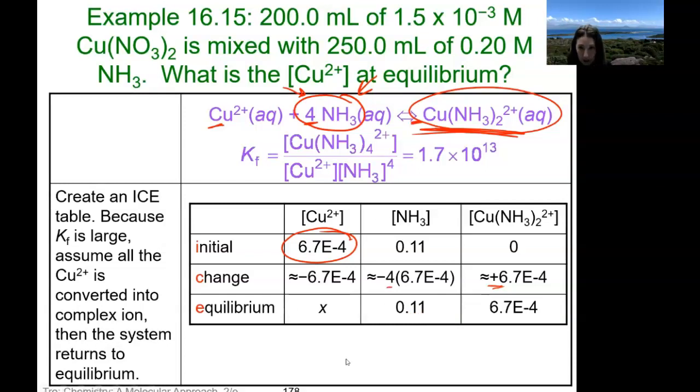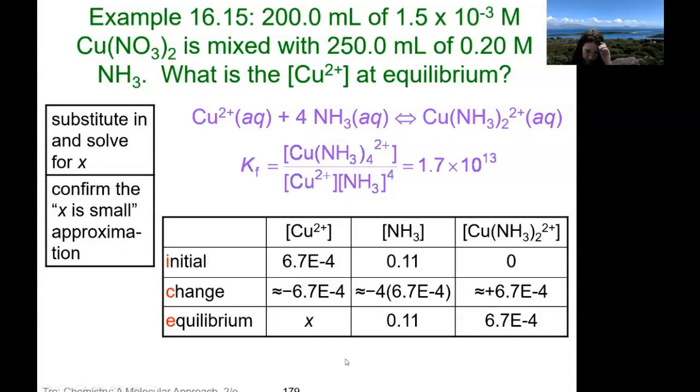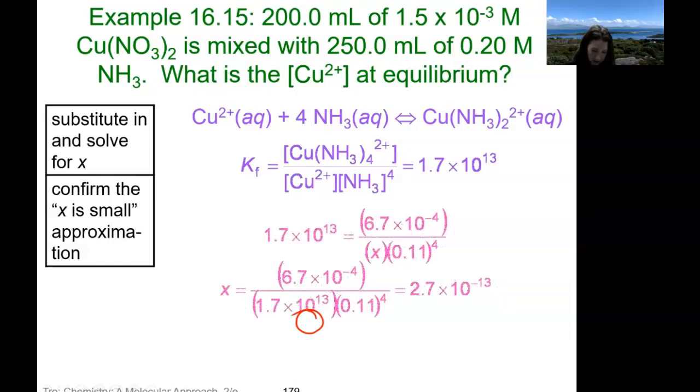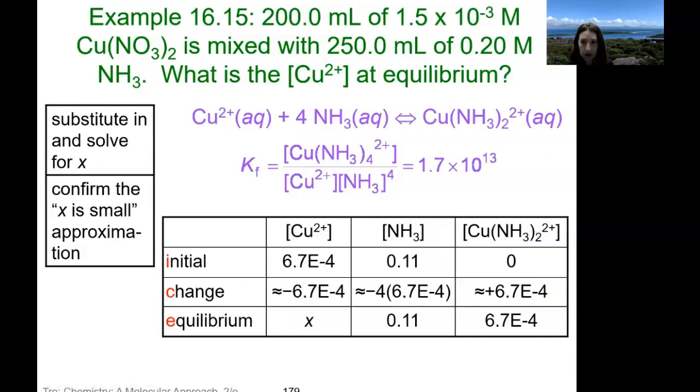So when we do that, we get our equilibrium. So here we are. And then we just plug these in and we're going to solve for Cu. It's going to be very, very tiny. So we plug this in. Here's where our 6.7 times 10 to the negative 4th will go. Our NH3 ends up being 0.11. It's not going to really change. And this is what we're going to solve for. Again, it's going to be super, super tiny.